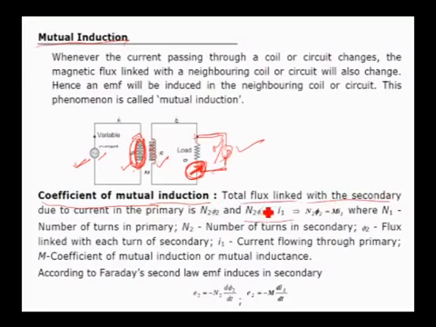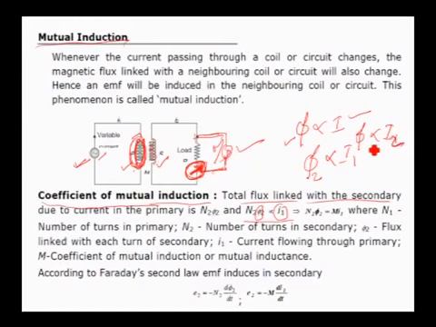The only difference you notice here is phi 2 proportional to I1, whereas in the case of self-induction it is just phi proportional to I, because there is the same coil. Current flows through one coil and flux changes in the same coil. But in the case of mutual induction, current flows through coil 1, but the flux change is in coil 2. Similarly, current changes in coil 2 and the flux changes in coil 1. That's why the phenomenon is called mutual effect.